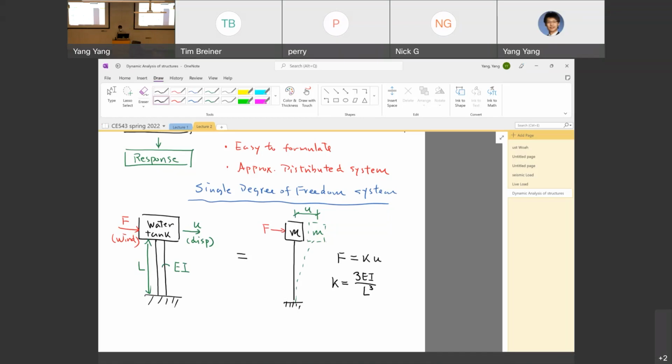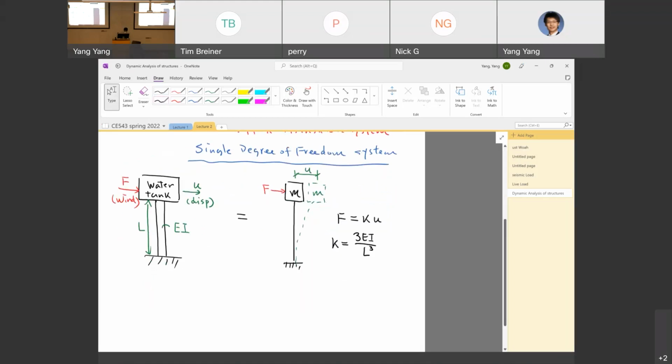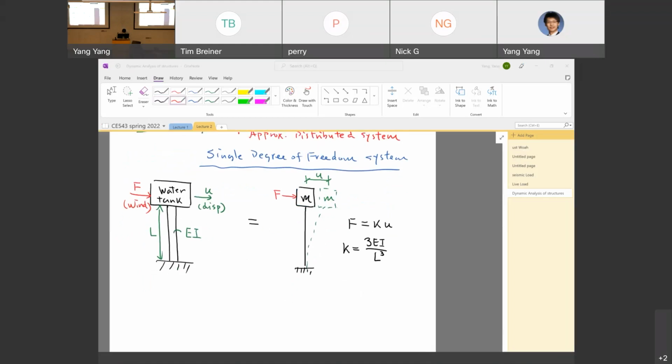So far, we still have a static model here, and all of them are constant numbers with time. But we can easily change that static model to a dynamic model. The most common dynamic model is called the mass spring system.